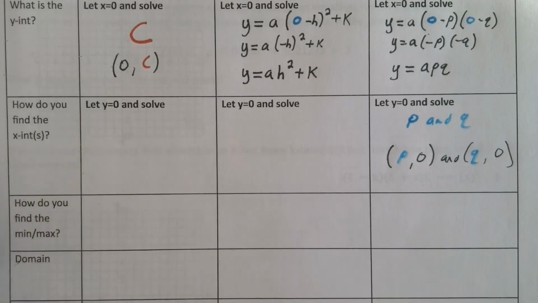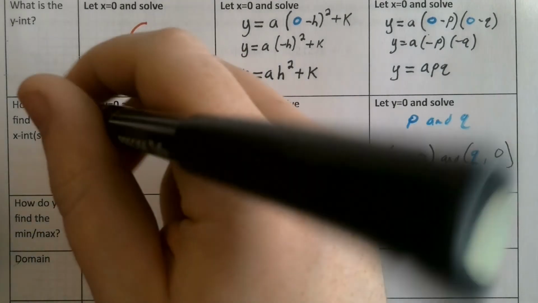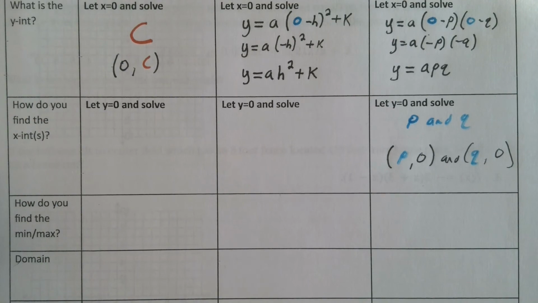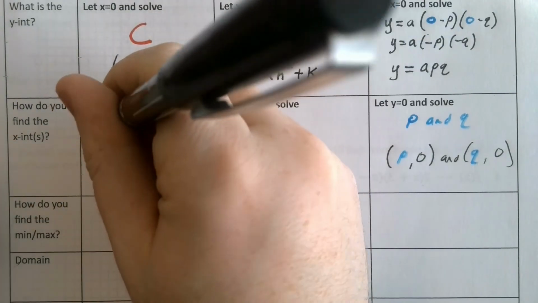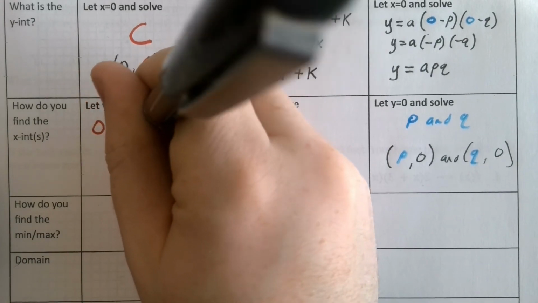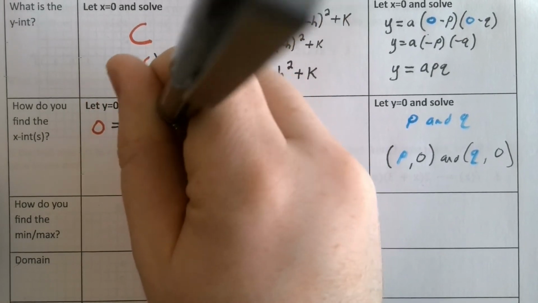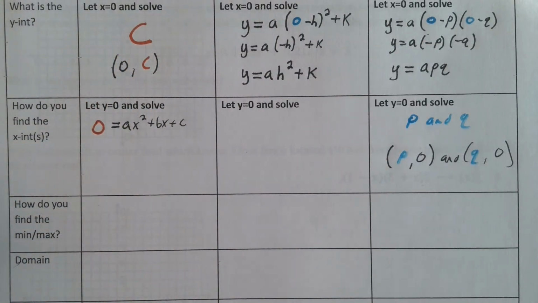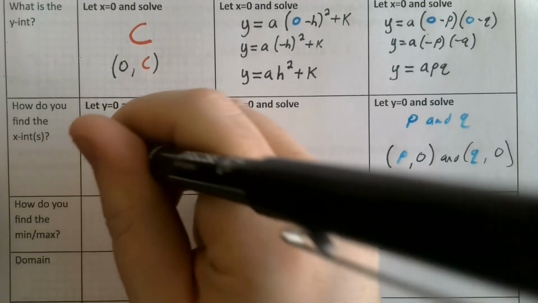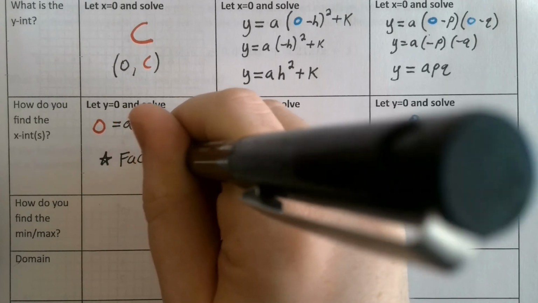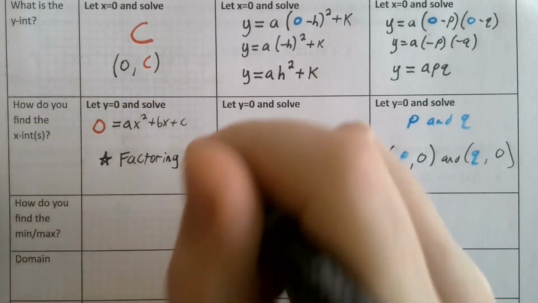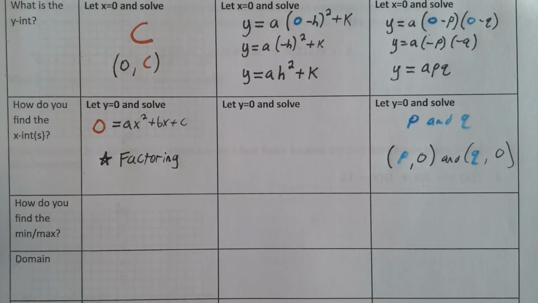Now, how do we find them in the other ones? Well, in standard form, we want to set y equal to 0 and solve. So 0 equals ax squared plus bx plus c, and we're just solving for x. The strategy we'll need to use for this is called factoring. This is the one that we're going to talk about again at the end of the unit for those who don't remember.